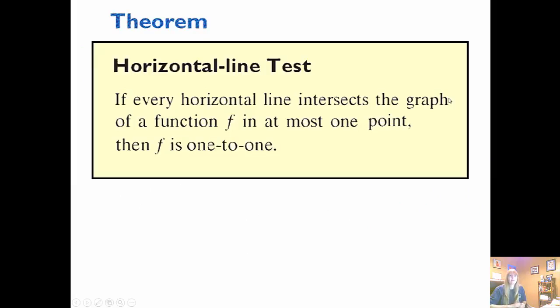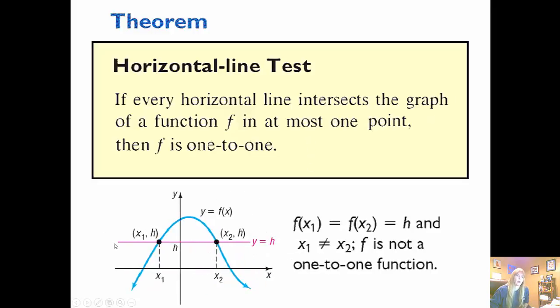The easiest way to tell if a function's one-to-one is the horizontal line test. We draw a horizontal line, and if we touch in two different places, then we can tell this is not a one-to-one function.